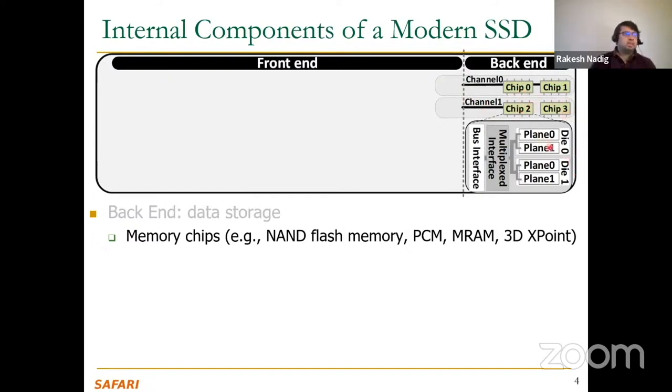If you look at the architecture of a flash chip, you have multiple dies in a flash chip. These dies are independent packages which can execute commands, and these are connected through a bus interface. Also, each die contains two or more planes, and each plane will have blocks and pages within the blocks. So these are the components of the back end of the SSD.